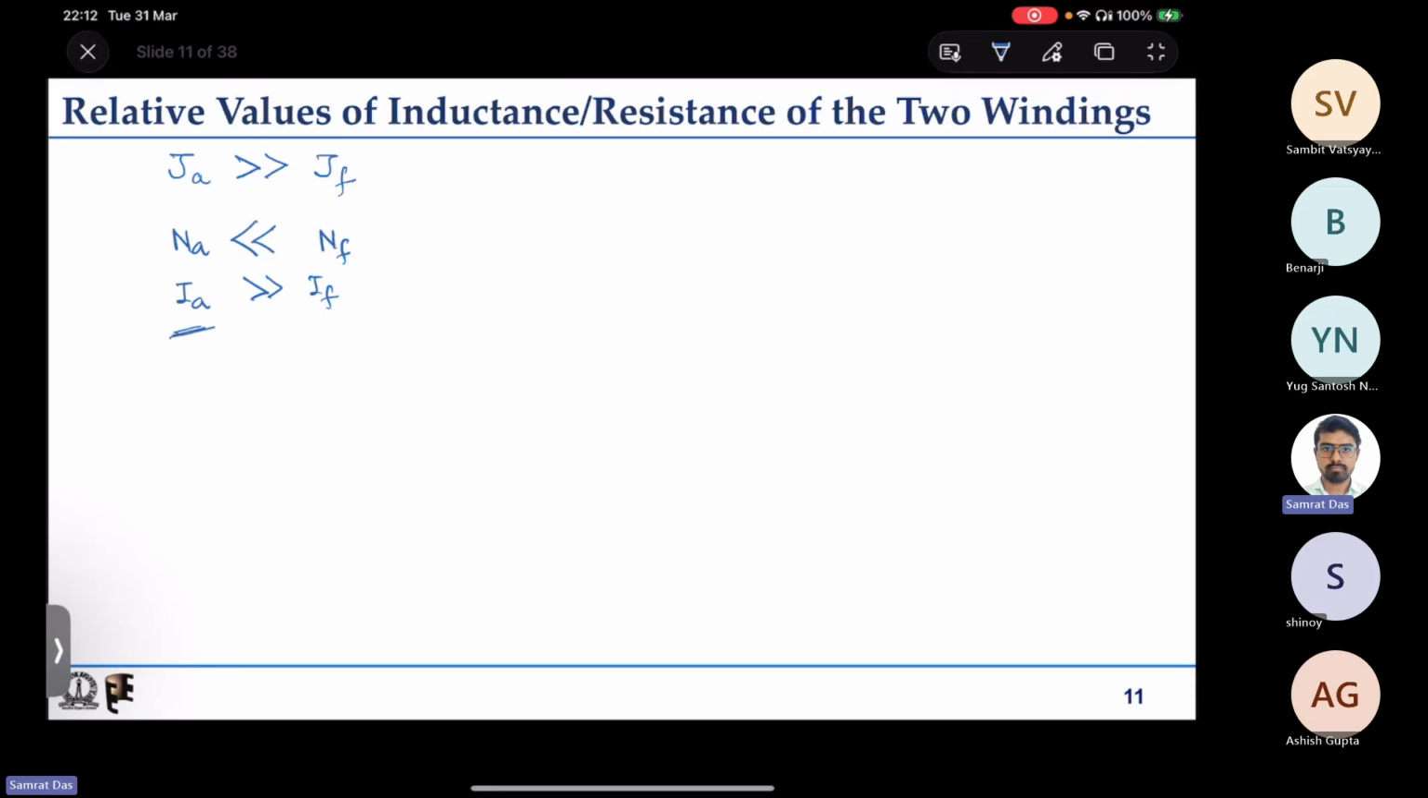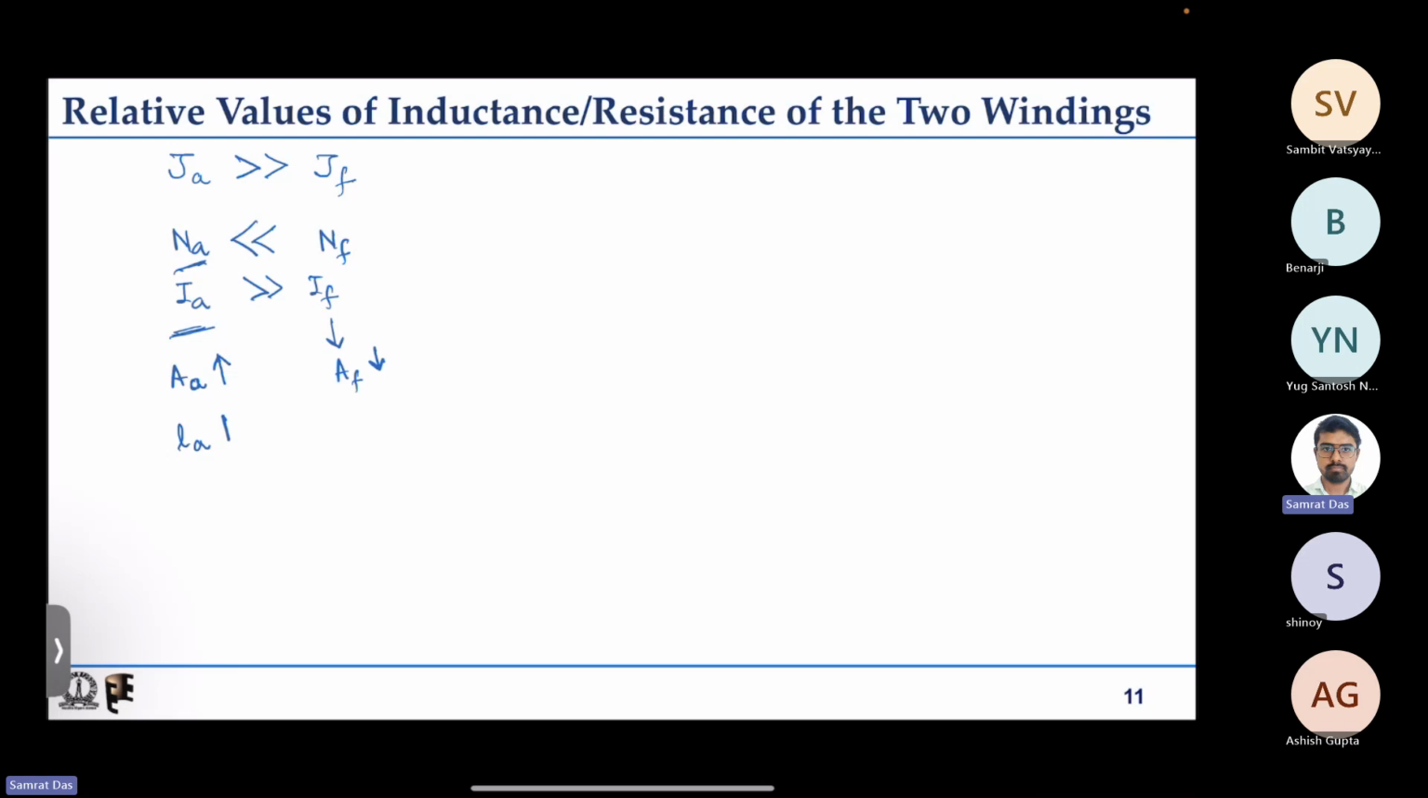If Ia is very, very high, then the cross sectional area of the armature winding will increase. You will have to use thicker wire for it to pass a high amount of current, and for the field winding, the cross sectional area of each wire will be quite small. Because we have a lower number of turns in the armature, its length LA will reduce, and the length of the field winding, LF, will increase.